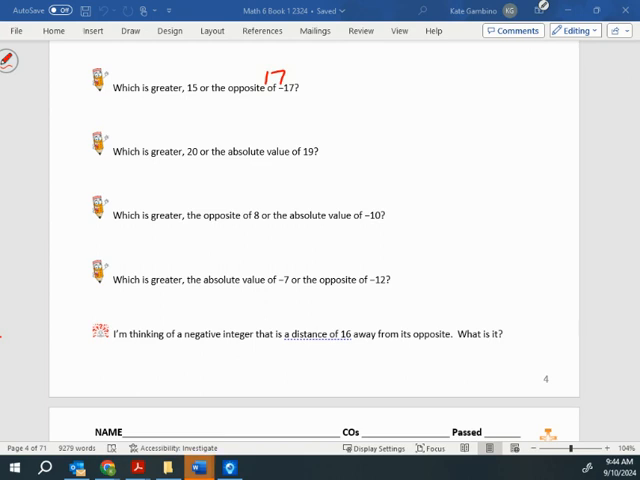So now I'm going to compare my two numbers. Which is bigger, 15 or 17? What do you think, Jack? 17.